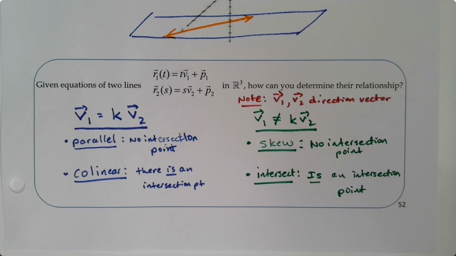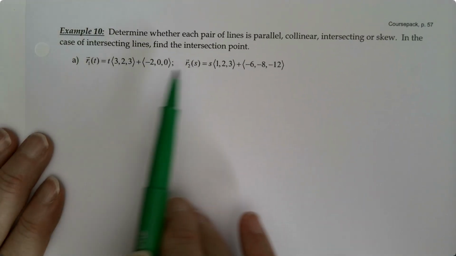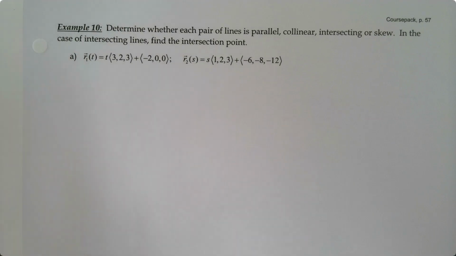All right, let's put it into practice. Let's do some examples, shall we? Okay, so here we go. We have to determine whether the following lines are parallel, colinear, intersecting, or skew.